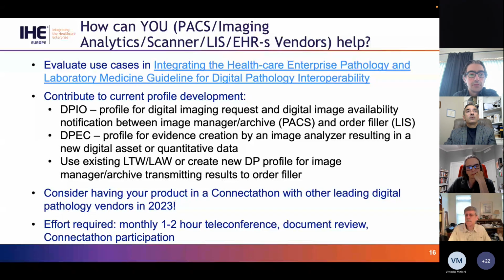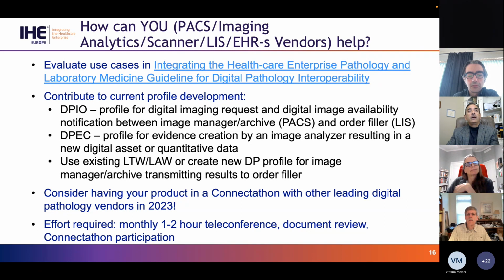As I mentioned before, we recognize that there's a gap in the transactions between the LIS and the PAC system, and that's what we're currently and actively working on. All of the foundation of the digital pathology workflow is based on work that was done before in the clinical laboratory. So it's, I think, very robust. It uses existing LTW, LAW transactions and builds upon them. And you're going to hear about those in more detail in just a moment.